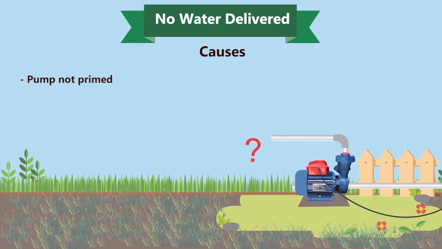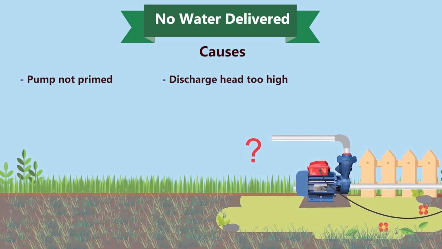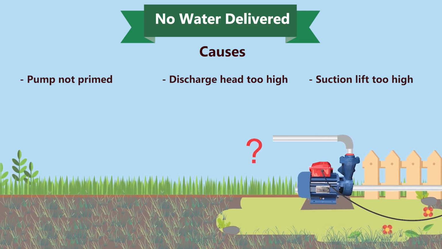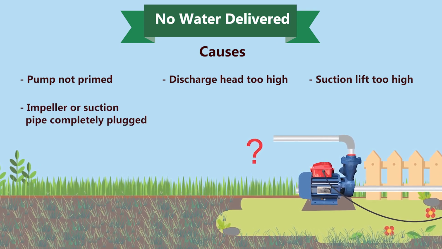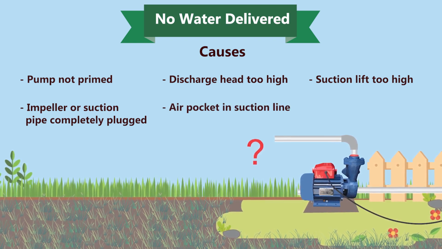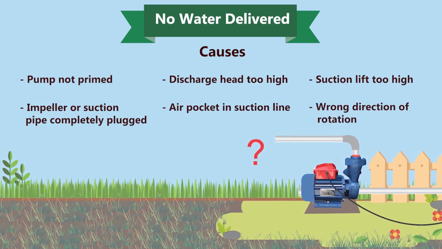Now let's see what the general problems and their causes in pump operation are. Suppose there is no water delivered by the pump, then what could be the cause? The pump is not primed. Discharge head might be too high. Suction lift is too high. Impeller or suction pipe completely plugged. An air pocket might be there in the suction line. Wrong direction of rotation.